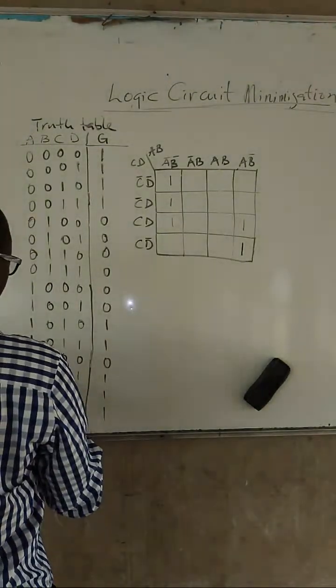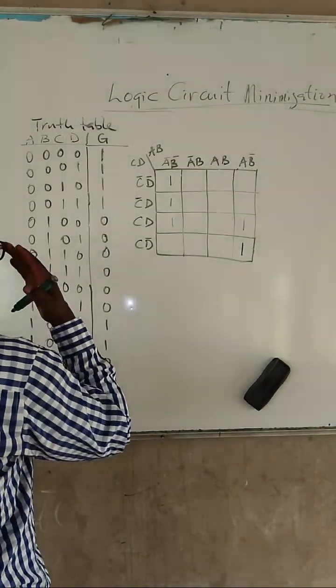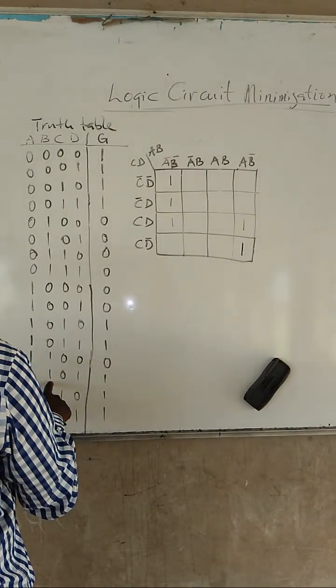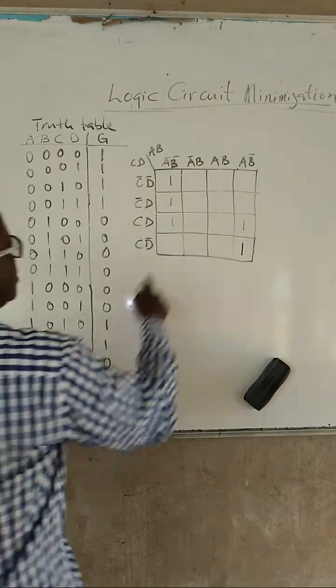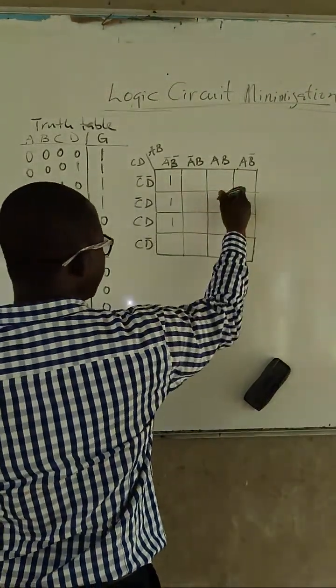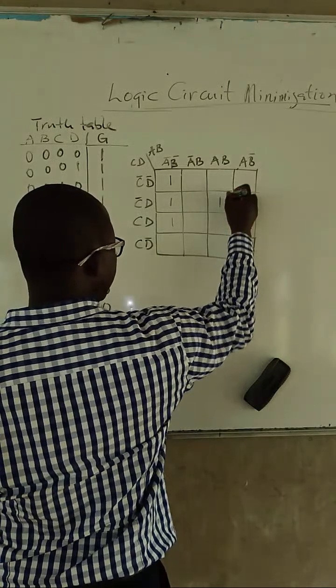The next one. Okay, this is 0, this is 1. A, B, C bar, D. That is here, C bar, D. We place 1 here.